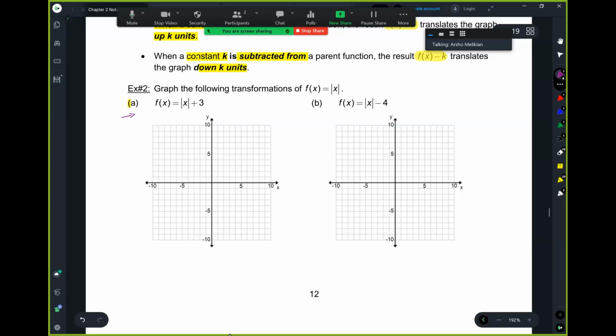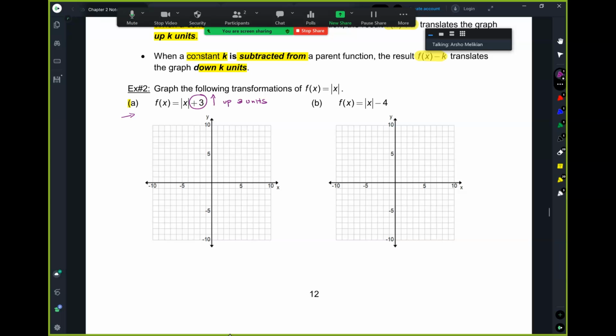F of x equals absolute value of x. That's the parent function. Now what have we added on top of that? The plus 3. Because it's a plus 3 on the outside of the function, this moves up 3 units. So it starts at 3. Does it have to be K? Like K is the zero? Yeah. K is the symbol that goes for that, okay?